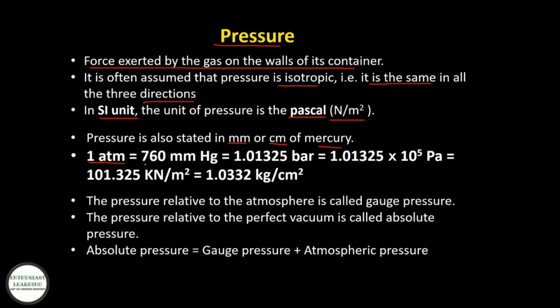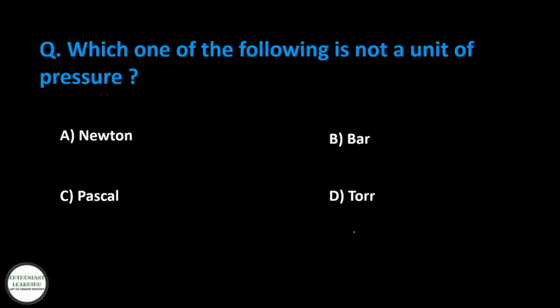Conversions: 1 atm is 760 mmHg, approximately 1 bar, approximately 10^5 Pascals, approximately 760 torr, and approximately 1 kg per centimeter square. The pressure relative to the atmosphere is called the gauge pressure, and the pressure relative to the vacuum is called the absolute pressure. Absolute pressure is gauge pressure plus atmospheric pressure.